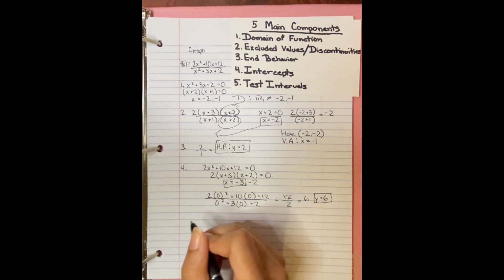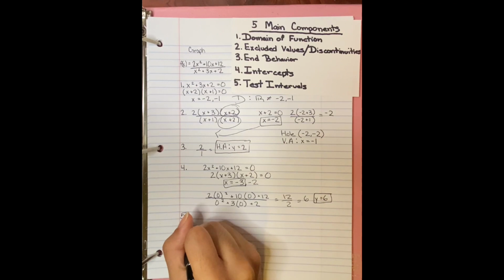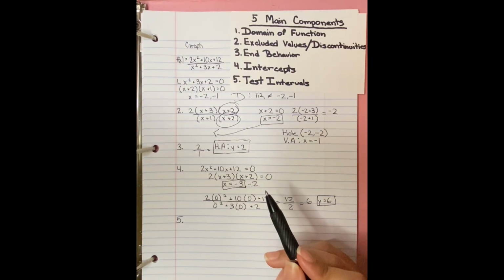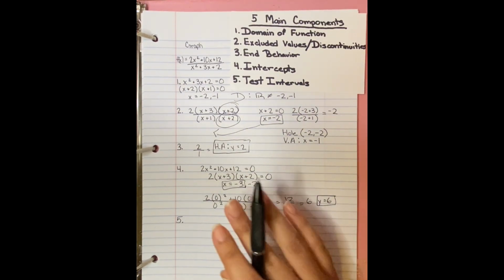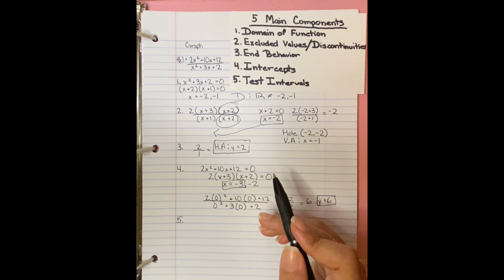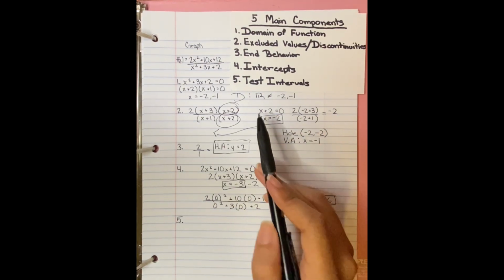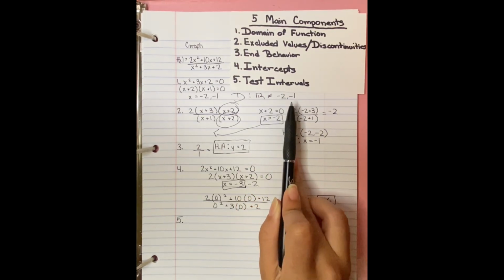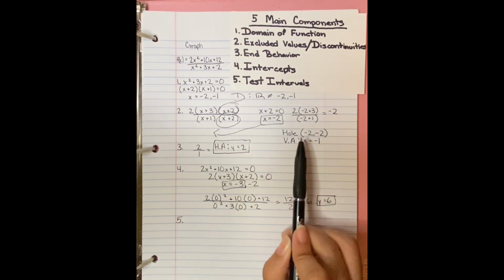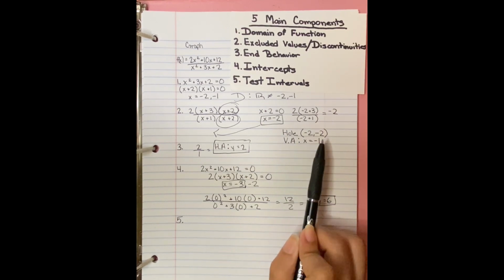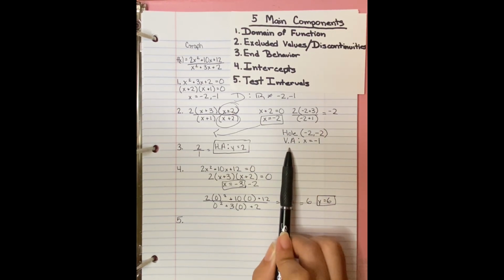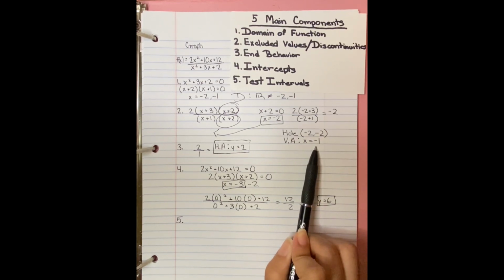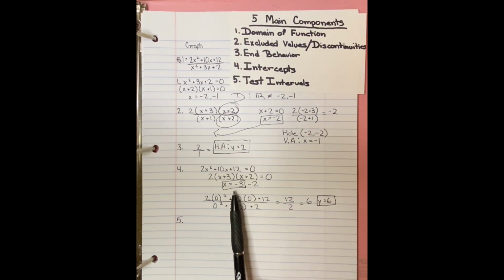Now our fifth component is just going to be testing the intervals. But before we do that, we're just going to want to take a look at all the information we have set in front of us. So now we know that our domain will be all real numbers except for x equals -2 and -1. We're going to have a hole at -2, -2, a vertical asymptote at x equals -1, and our x-intercept will be at -3, and our y-intercept will be at y equals 6.